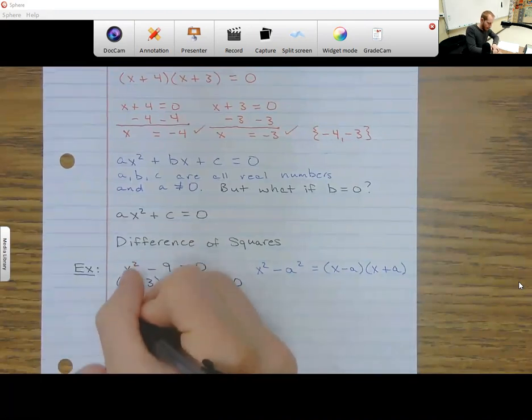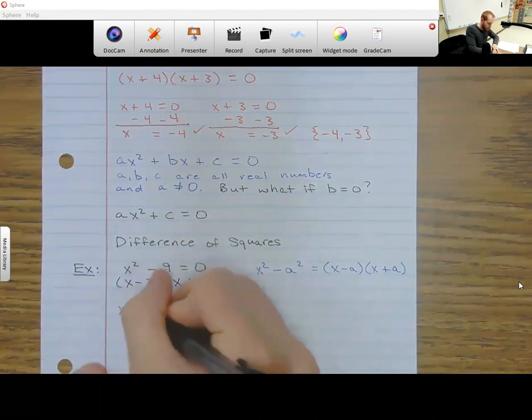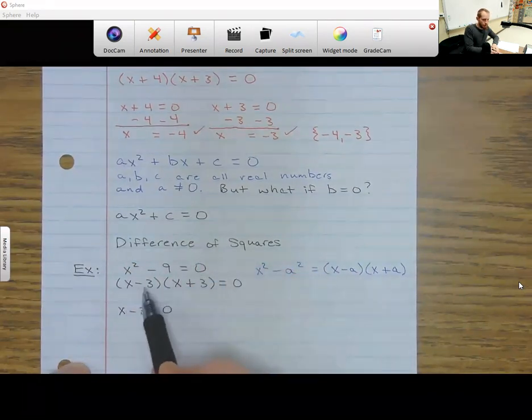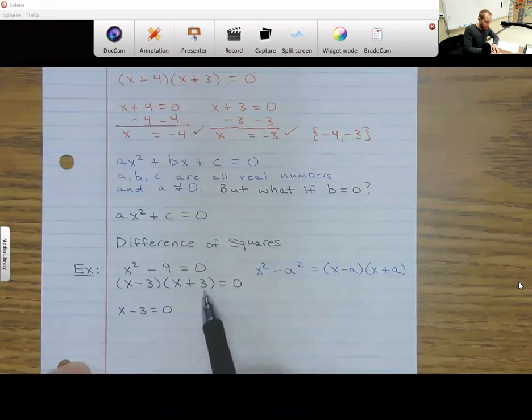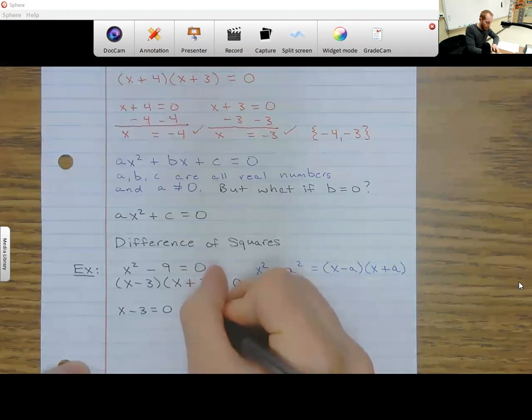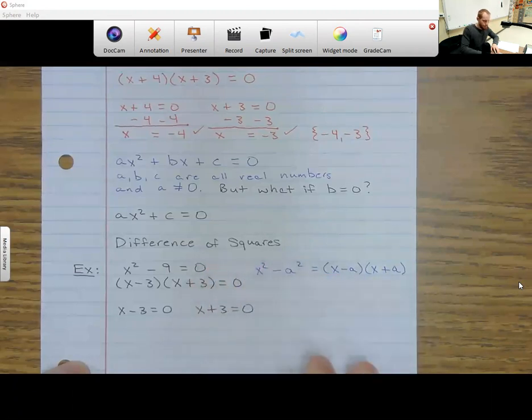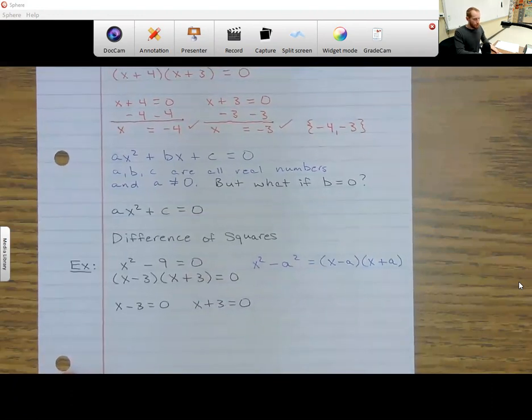So I have x minus 3 equals 0 for this first one. And once again, all I'm doing is taking this whole thing and setting it equal to 0. But then I would have to take this thing right here as well and set it equal to 0. So I would have x plus 3 equals 0. Okay, so I've got two different equations to solve.